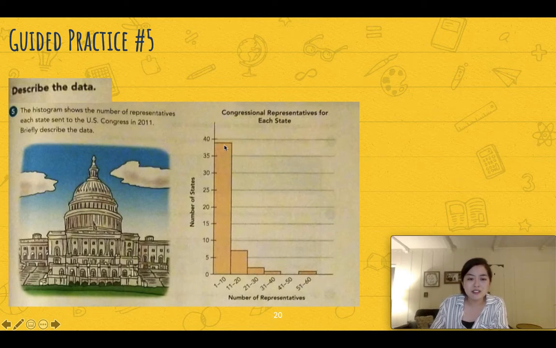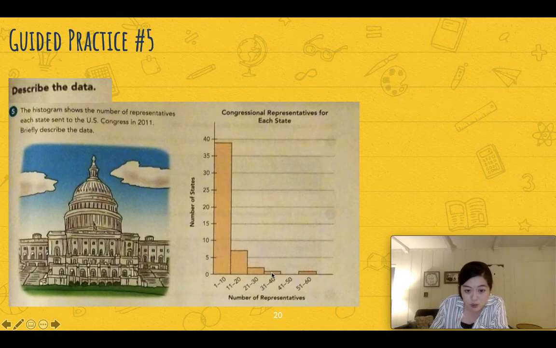First, the most number of states, it looks like 1 to 10 representatives is what's representative of most states, because there's between 30 and 40 states that have between 1 to 10. Wow, there is a state that has, I'm not sure if this is 1, it looks like it might be a 5. So that looks like one state has between 51 and 60 representatives, right?